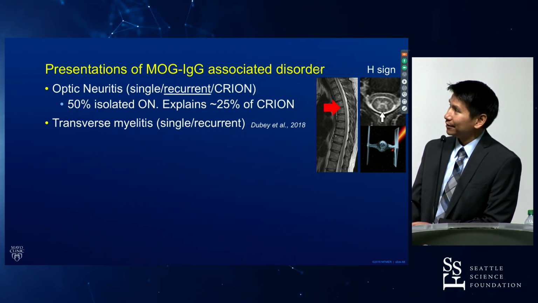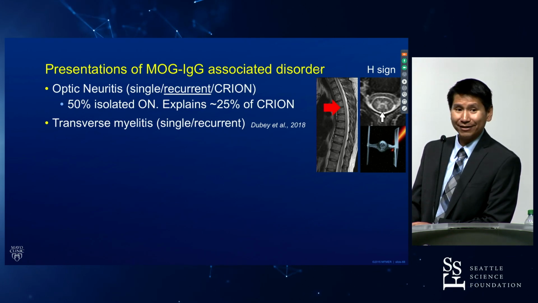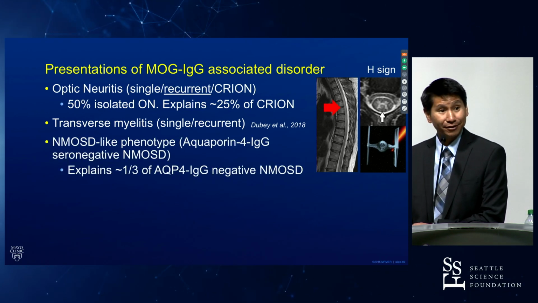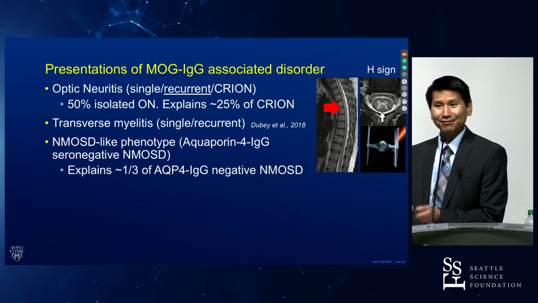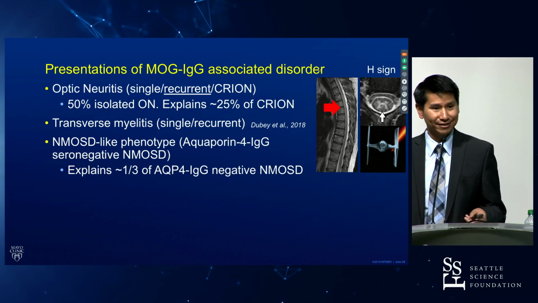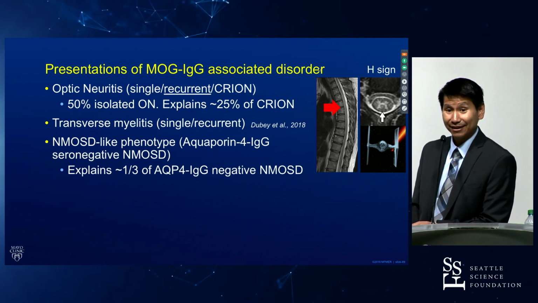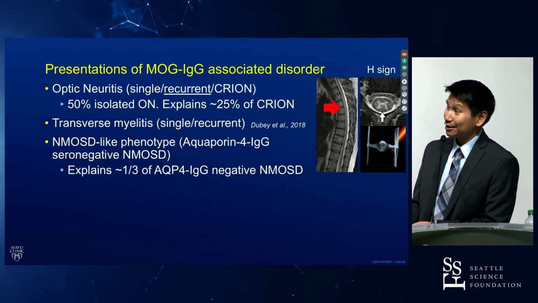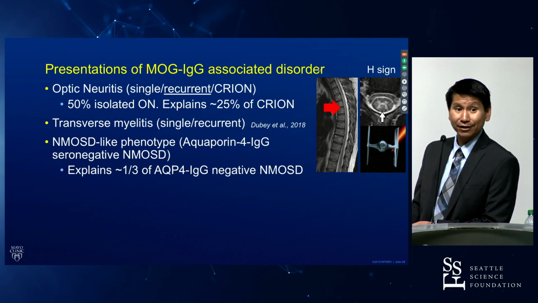And of course, if you've got an optic neuritis, you've got a long transverse myelitis, that meets the 2015 diagnostic criteria for NMO. Of course, in 2015, we didn't know about MOG, and so the next diagnostic criteria will clearly have MOG as a separate entity, but right now it still meets that diagnostic criteria, even though prognosis is so different. It actually explains about a third of cases of seronegative NMO.